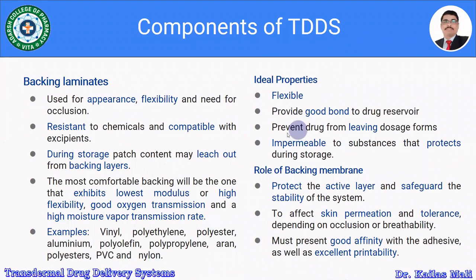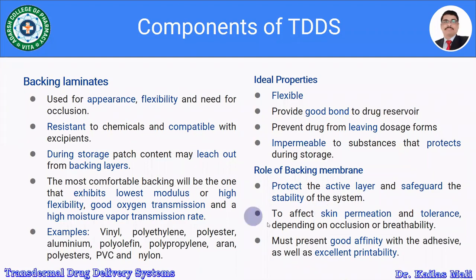Let us see the ideal properties of the backing laminates. Backing laminates should be flexible, should provide good bond to the drug reservoir, should prevent the drug from leaving the dosage form, and should be impermeable to substances that protect during the storage. The role of the backing membrane is to protect the active layer and safeguard the stability of the system.